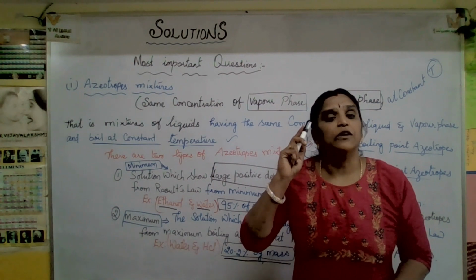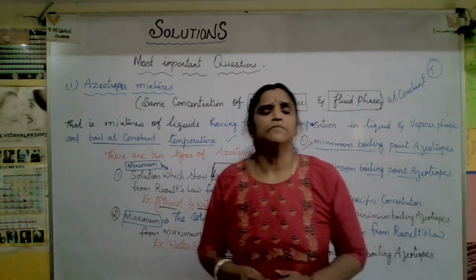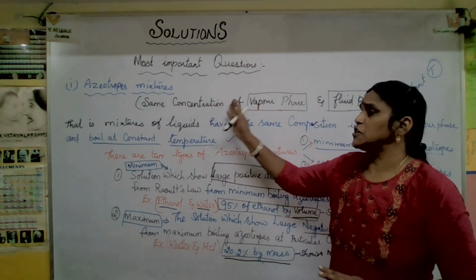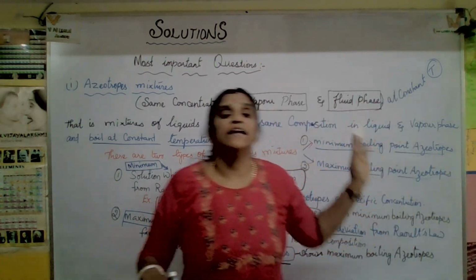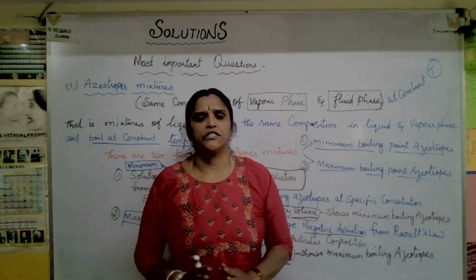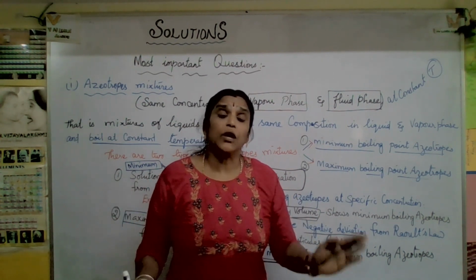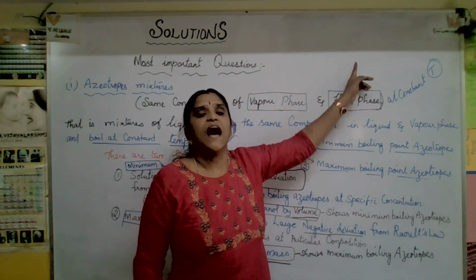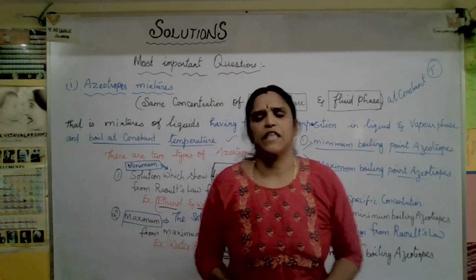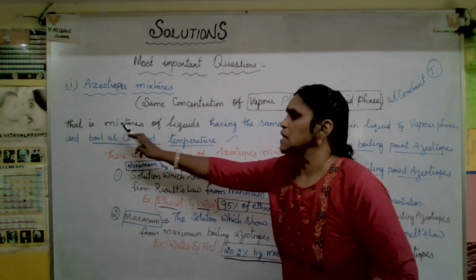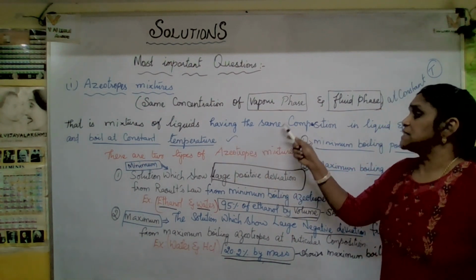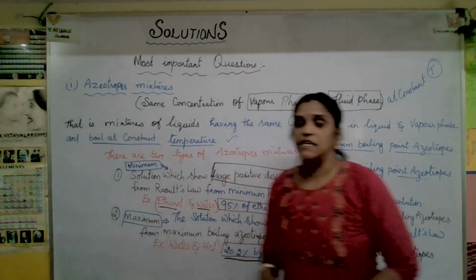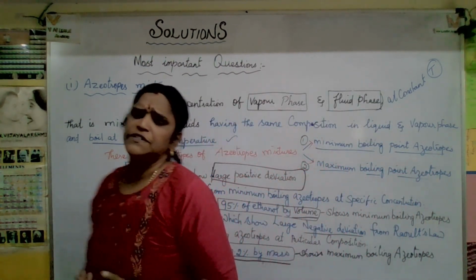First and foremost, let us understand and analyze what we mean by Azeotropic mixture. An Azeotropic mixture is one with the same concentration in the vapor phase and the liquid phase at constant temperature. Vapor phase is the gaseous state, and the liquid phase is the liquid state. Both have the same concentration at constant temperature. That is what they mention very clearly. Azeotropic mixtures are mixtures of liquids having the same composition in liquid and vapor phase and boiling at constant temperature. Yes, what are the types of Azeotropic mixtures?